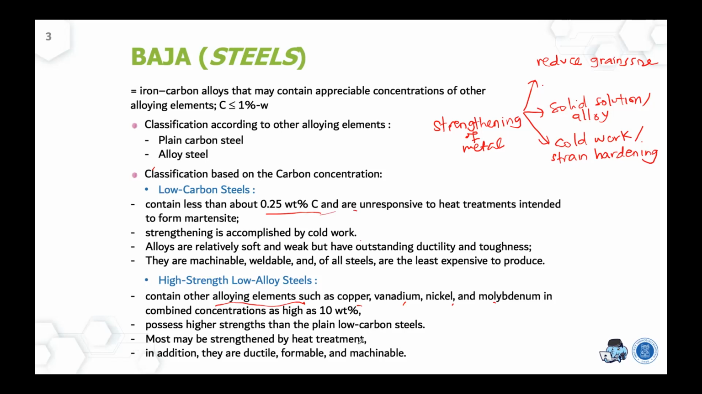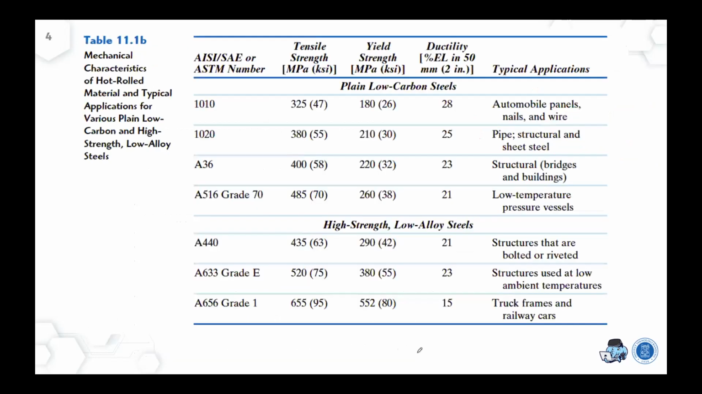It may be strengthened by heat treatment. It can be heated for annealing and so on. They are ductile, they can be formed, and they can also be machined. So this is the low carbon steel.